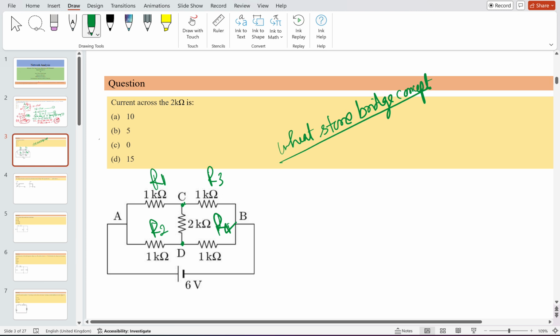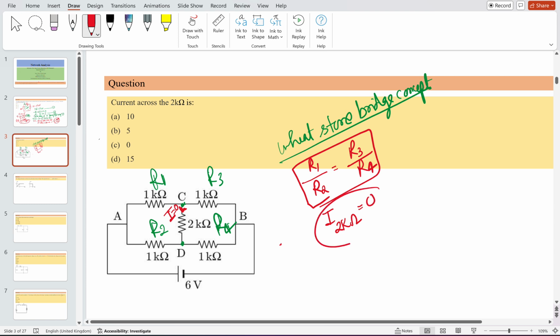So the Wheatstone bridge concept says that if R1 by R2 is equal to R3 by R4, then the current flowing through the branch connected between the node of R1 and R3 and the node of R2 and R4 will be zero. It means the current I flowing here will be equal to zero, if this criterion is followed. So the current flowing through the 2 kilo ohm resistor will be equal to zero.